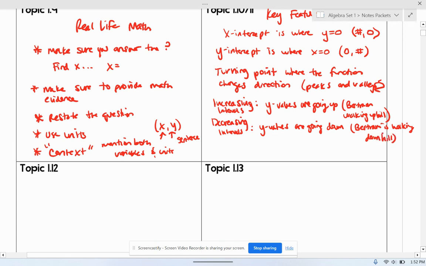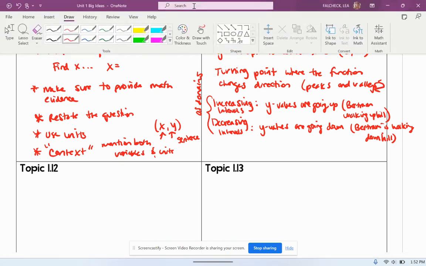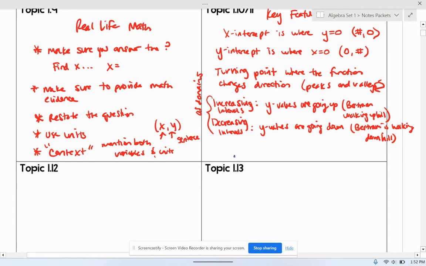Okay, and you write intervals of increase and decrease as domains. Use the x's to describe where they occur. The maximums and the minimums, they are two different types of turning points. The maximum is at the top of a hill. The minimum is at the bottom of a valley.